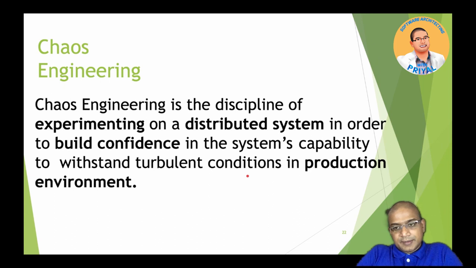So what is chaos engineering? This is a formal definition. The main aspect in this definition is experimenting on a distributed system. And mind you, most of these complex systems that we are talking about are distributed systems, and most distributed systems are complex systems. So you experiment on a distributed system and build confidence in the production environment. You are creating some chaos as an experiment, and you build confidence in your system in the production environment.